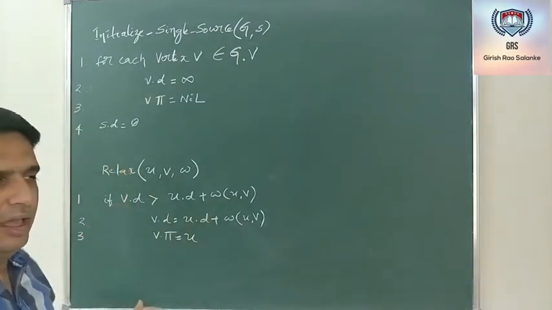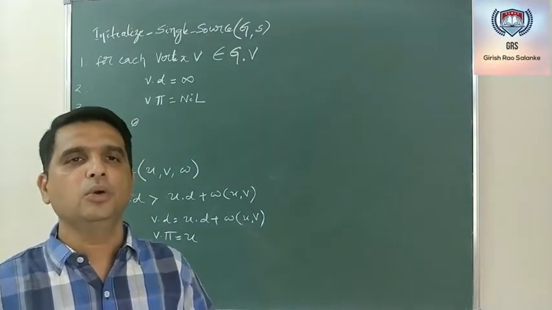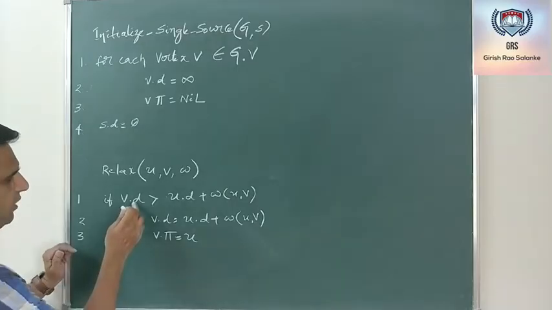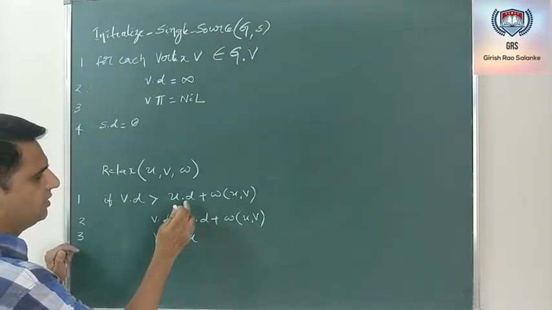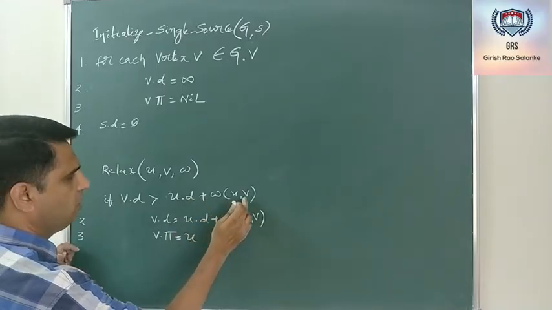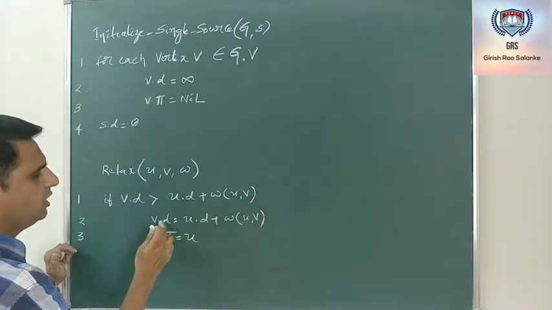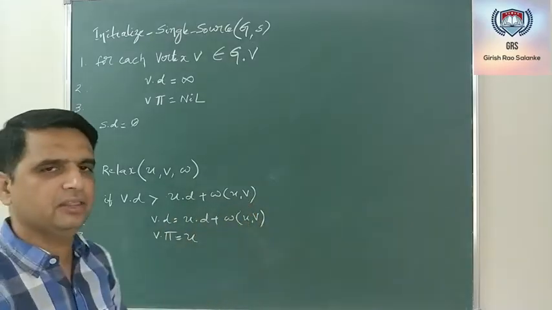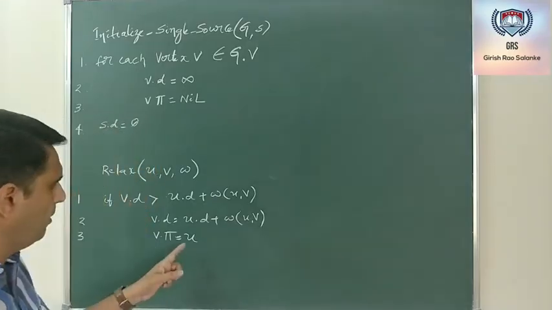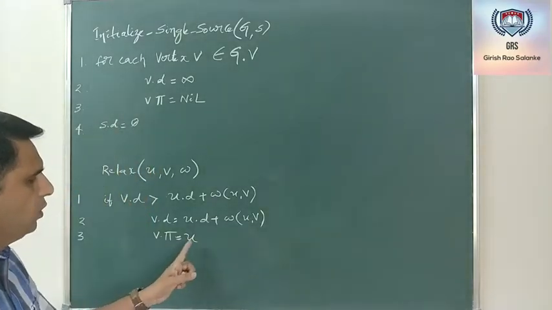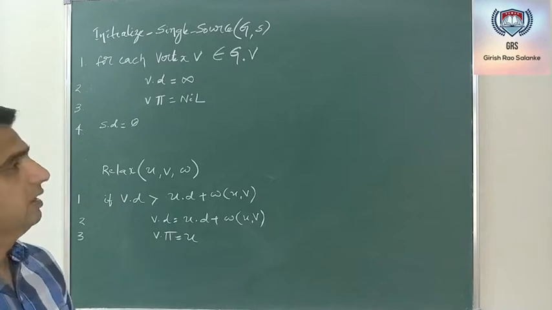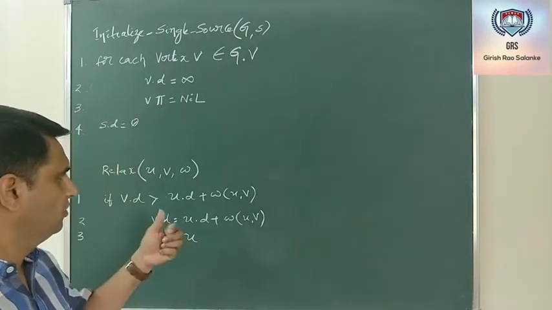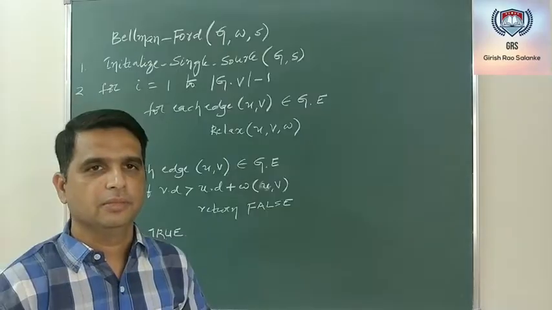The second one, as I have told earlier, is how to do relaxation. These are the steps involved to do relaxation. That means if the distance to V is greater than the distance to U plus edge UV, then the distance of V should be updated to this particular value. Once you update the distance, it implies that the parent node has also changed. Now I am changing the parent of V to U. This is about the initialize single source algorithm, or the pseudocode, and the relax pseudocode.